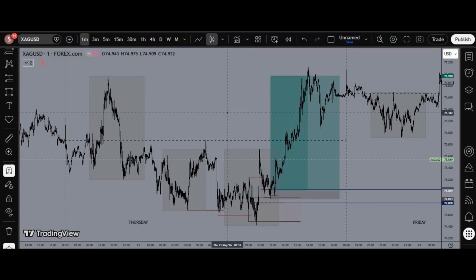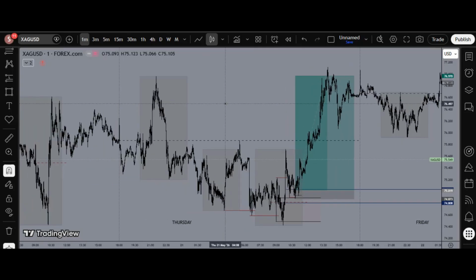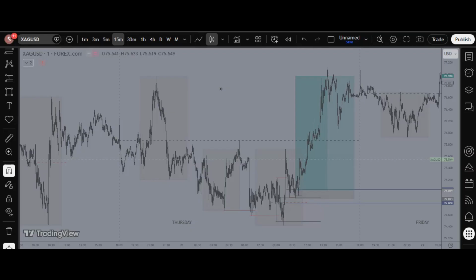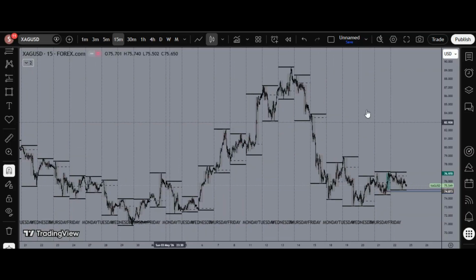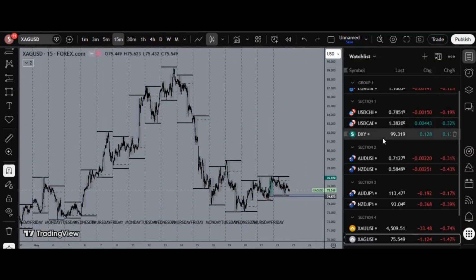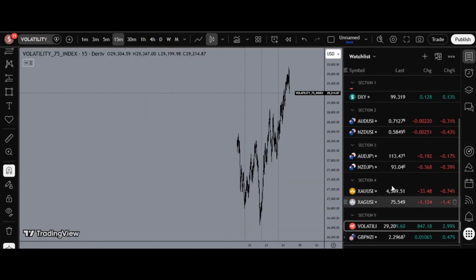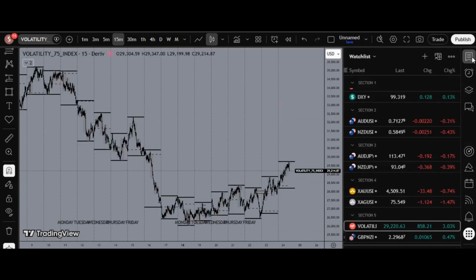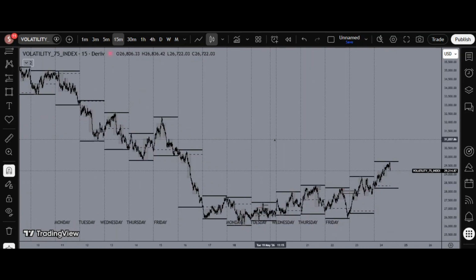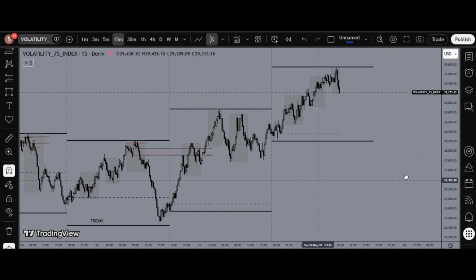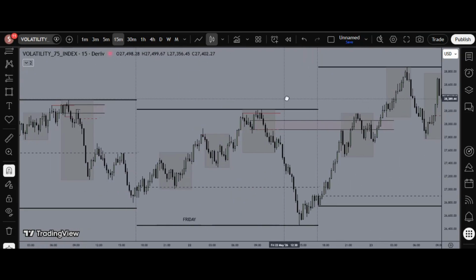All right, guys. So now the last example will be on synthetic indices. That is Deriv. Those who trade Deriv, this bonus is for you. Now let's go to V75, 15 minutes. First, I will show you a failed trade, and tell you why it failed.